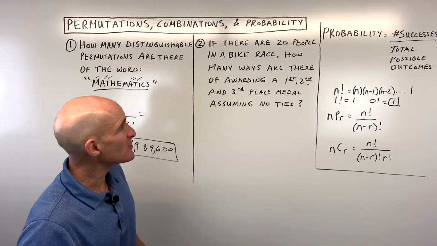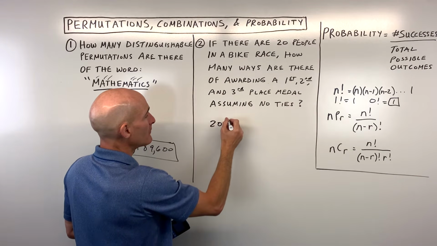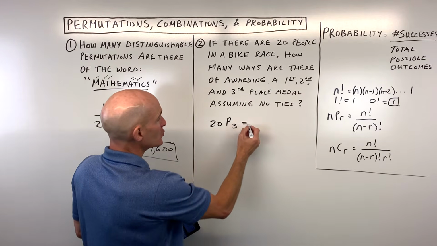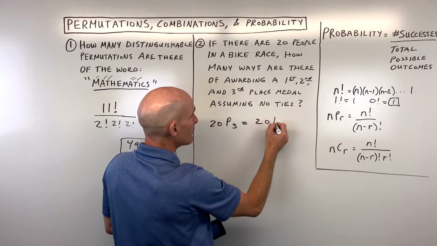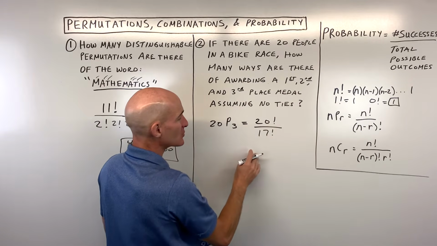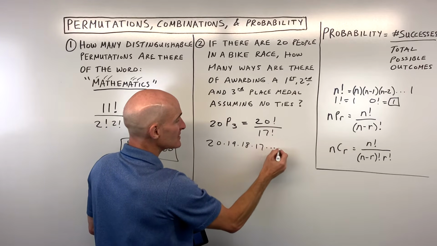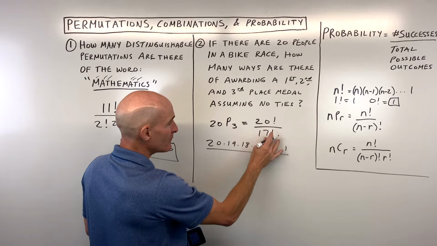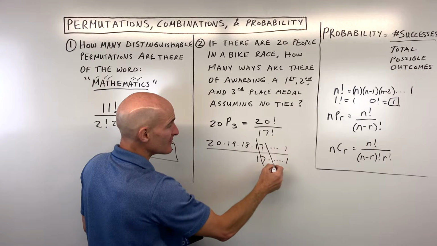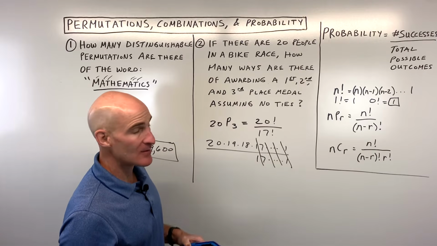So in this case, because the order is important, we want to use permutations, and we're going to say out of 20 people, how many ways are there to pick 3 of them where that order is important? Using our formula, this is going to be 20 factorial over n minus r, so 20 minus 3 is 17 factorial. 20 factorial is 20 times 19 times 18 times 17 all the way down to 1. 17 factorial is also 17 times 16 times 15 all the way down to 1. So you can see that the 17, 16 all the way down to 1 are going to cancel, and we're just left with 20 times 19 times 18.